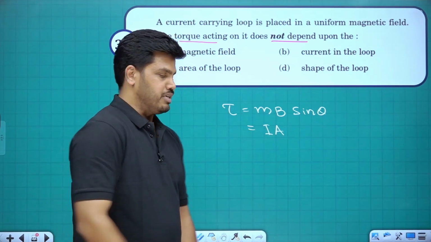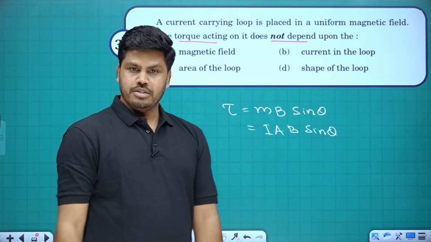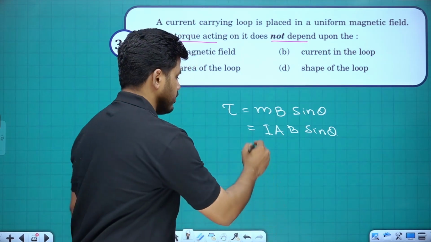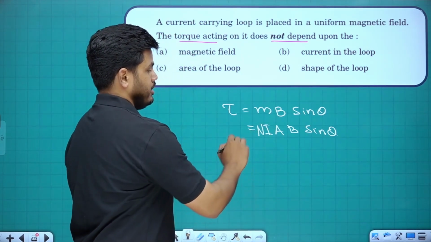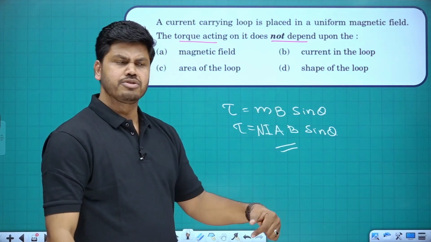That is the magnetic dipole moment into B sine theta, right? So that is the equation. If you have N number of turns, there will be N also: N I A B sine theta. That is the torque equation. Now check the options given.